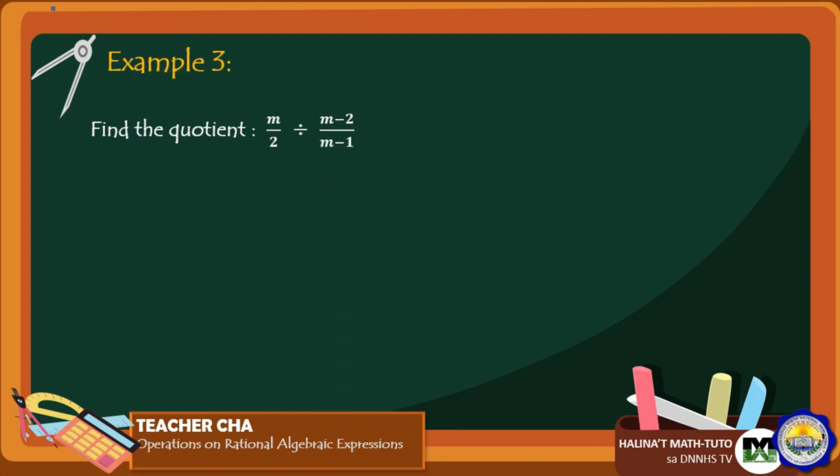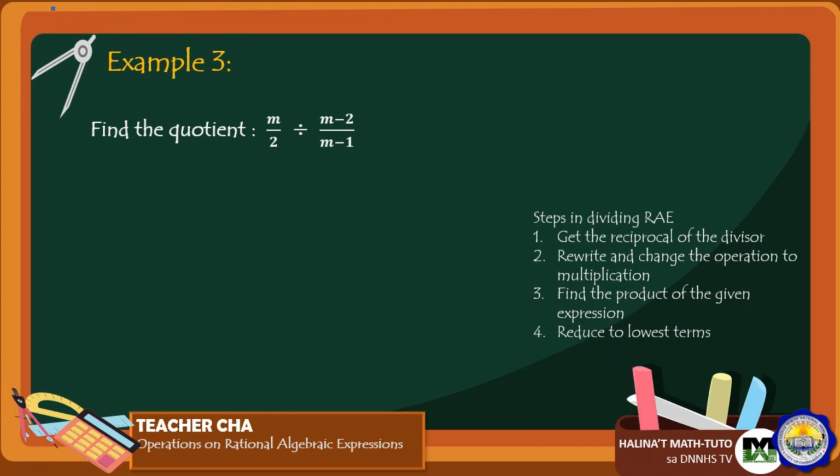Example number 3. Find the quotient m over 2 divided by m minus 2 over m minus 1. Okay, always remember that in division, we get the reciprocal of the divisor and then multiply. You have there the steps. So step 1, m over 2 times m minus 1 over m minus 2. So get the reciprocal, rewrite, and change the operation to multiplication. So instead of division, we change that into multiplication and find the product of the given expression.